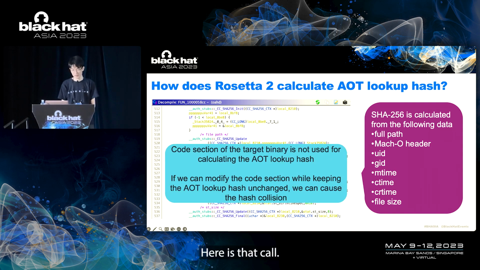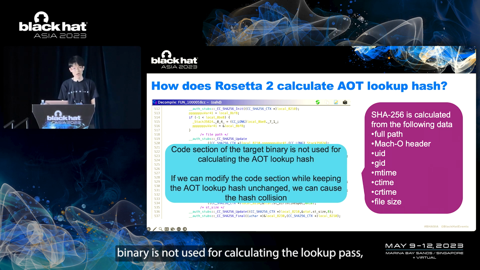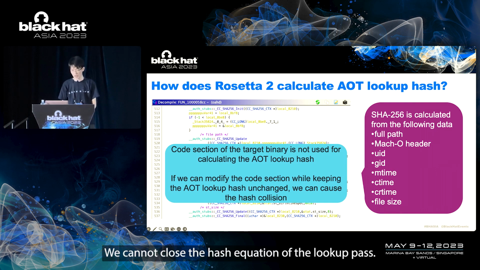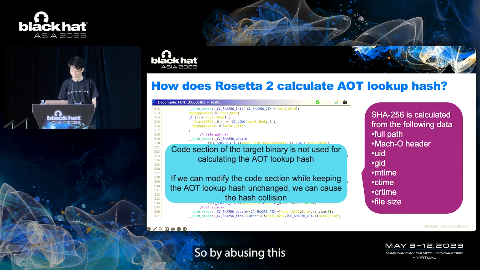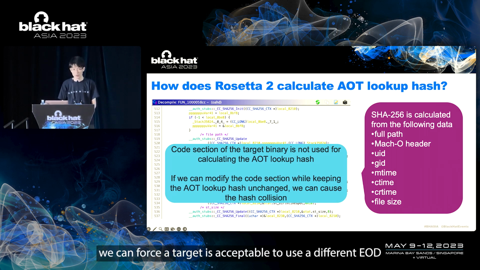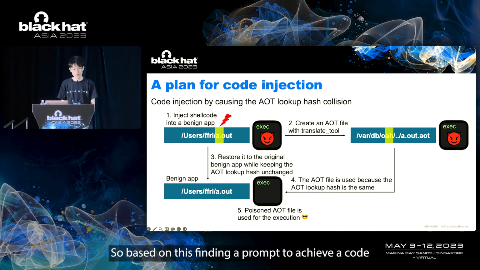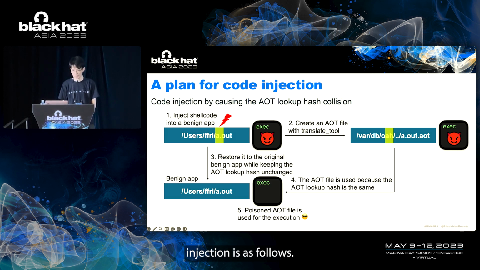Particularly important here is that the code section of the target binary is not used for calculating the AOT lookup hash. So if we can modify the code section while keeping the AOT lookup hash unchanged, we can cause a hash collision of the AOT lookup hash. By abusing this, we can force a target executable to use a different AOT file upon execution.